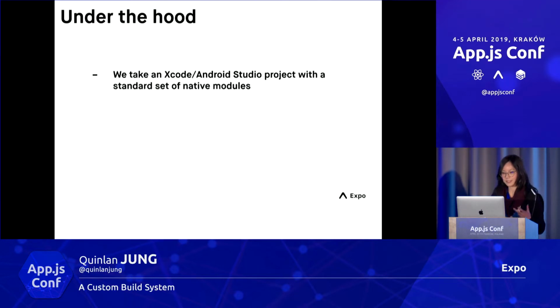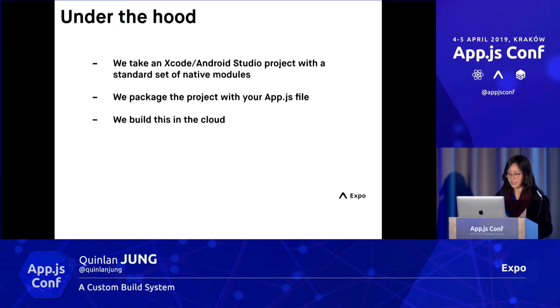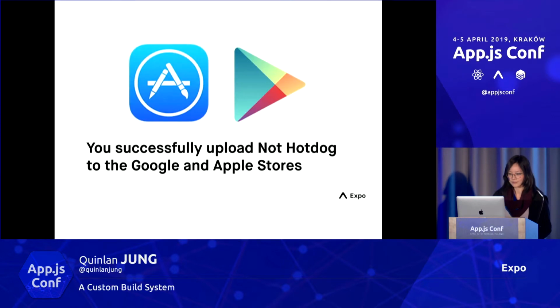All right. So let's quickly go over what's happening under the hood for our Expo build servers. What we do is we take an Xcode or Android Studio project with a standard set of native modules. We then package this project with the JavaScript portion of your file. So in this case, it'll take not Hot Dog JavaScript, and it'll package it together. And we do this all on our servers. It's all built on the cloud. Right. So once you download the not Hot Dog stuff, you can then successfully upload it to the Google and Apple stores.